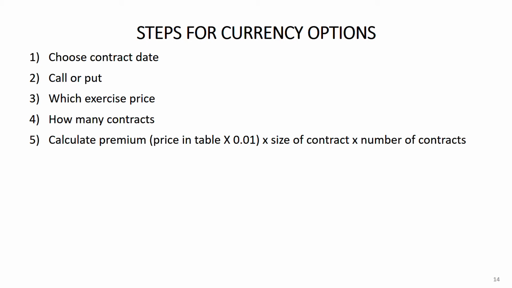And calculate premium. One more step is added, which is calculate premium. How do you calculate premium? I have written in brackets, price in table. Whatever that table shows, there will be some price, let's say 2.58. Multiply by 0.01, or you could divide by 100 also. I always prefer dividing by 100, but the answer will be the same. Multiply by the size of contract given to you and the number of contracts from step 4, and calculate the premium. Premium will be converted at the opening spot rate if it's not in the home currency.